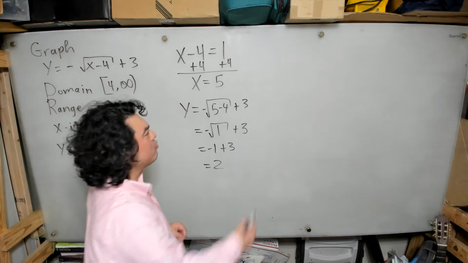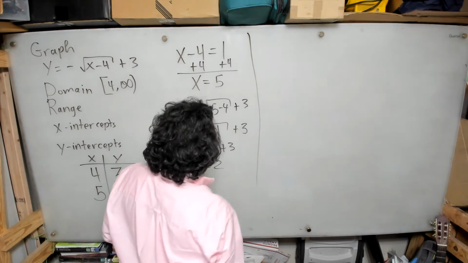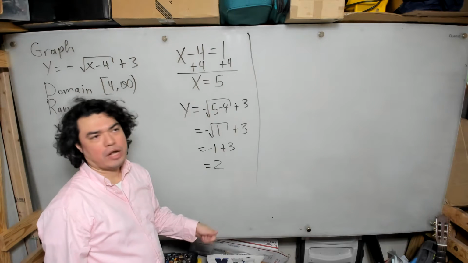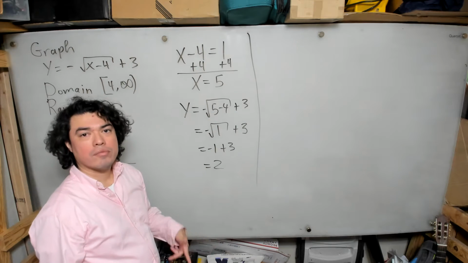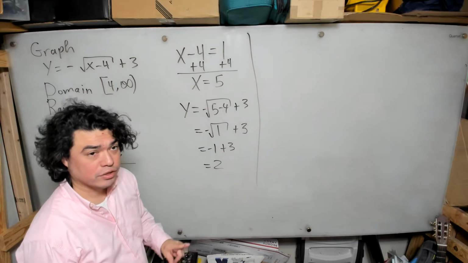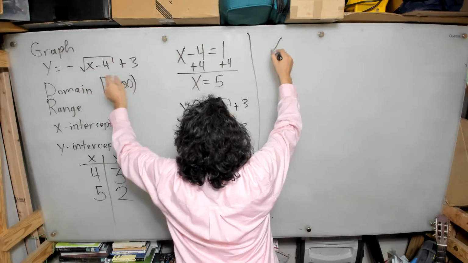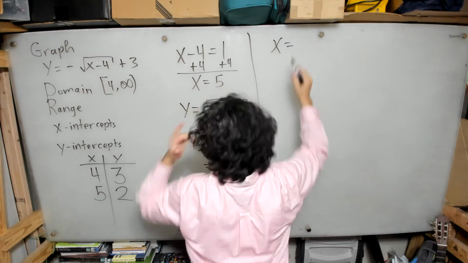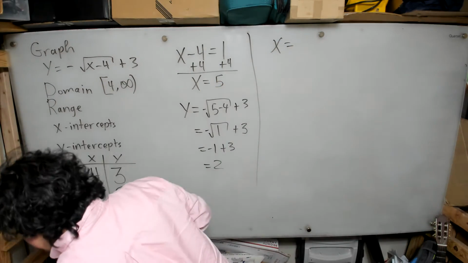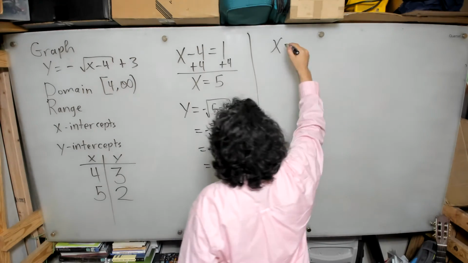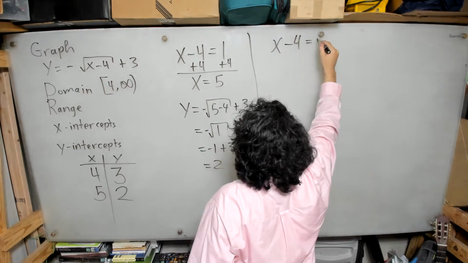What is my next perfect square? Okay, I know that 0 squared is 0. I know that 1 squared is 1. My next perfect square, 2 squared, that's 4. So I'm going to set the inside of this equal to 4. x minus 4 equals 4.